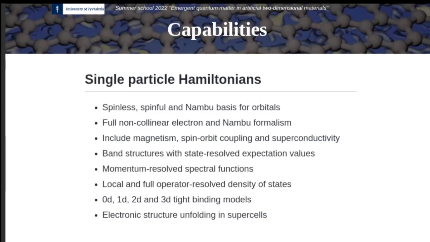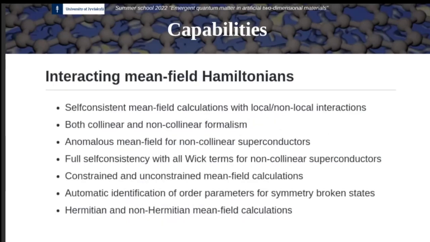Then, of course, you can compute electronic structure, density of states, and spectral functions for any type of Hamiltonian that you want. And you can also do, for example, electronic structure unfolding for supercells. So you take a supercell, you add an impurity, and then you want to see how the electronic structure of the, let's say, primal crystal was modified by this impurity. Then for interacting mean field Hamiltonians, as I mentioned, you can do essentially any type of mean field that involves density-density interactions with any constraint that you want.